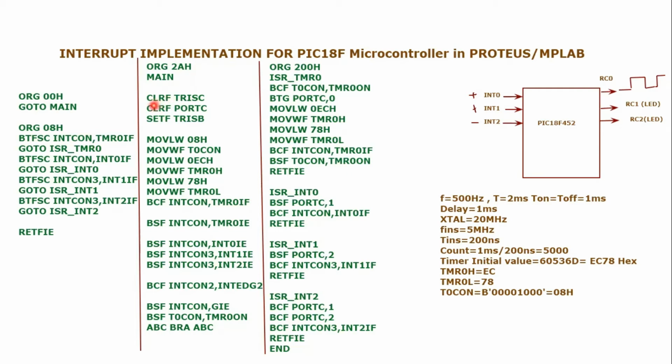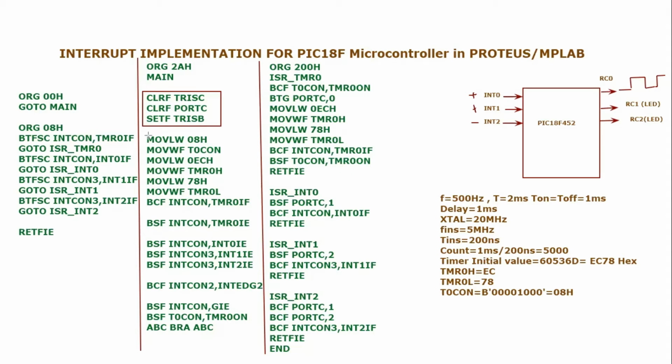Then what we are doing, CLRF TRISC, that means we are making port C an output port. CLRF PORTC, that means we are clearing all the bits of port C, initially 0. And then SETF TRISB, that means we are making port B an input port, because interrupt 0, interrupt 1, and interrupt 2 are dedicated to port B. So these pins will be serving as input. So in this area, we are just defining our input and output ports.